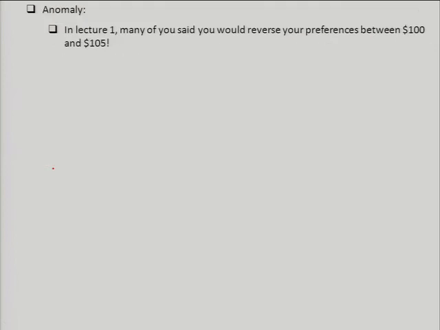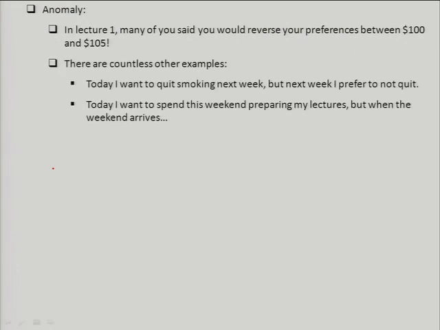So many of you confessed that you would reverse your preferences, and there are just countless other examples. You don't even need to test this. We know. Today I want to quit smoking. Next week I prefer not to quit. Today I want to spend this weekend preparing my lectures. When the weekend arrives, who knows what I wind up doing. So these kinds of preference reversals are absolutely ubiquitous, and they have huge implications economically.